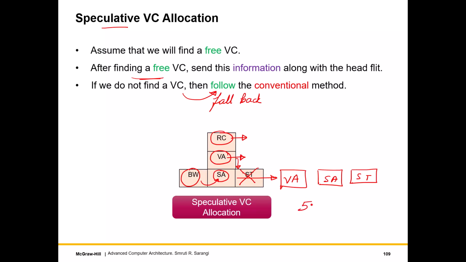So this, as you can see, also reduces us from 5 to 3 cycles. It is not as aggressive as bypassing, in the sense it still has the buffer write stage. It's somewhat less aggressive, but making a guess that you will find a free VC is somewhat more reasonable than assuming that the queues are empty. So this is somewhat more practical than pure bypassing.